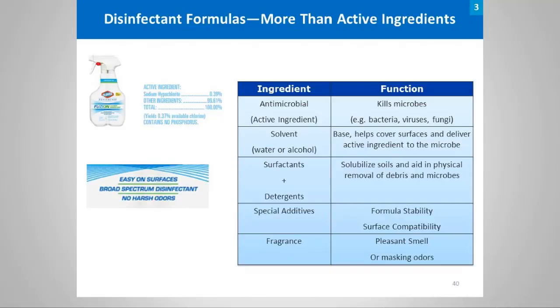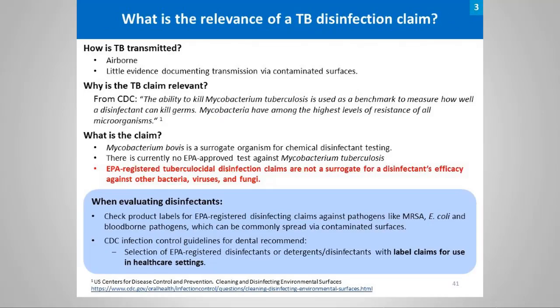Remember, I'm going to say it several times tonight: read the label. First of all, you'll see here the antimicrobial activity kills microbes. For example, it says bacteria, viruses, fungi. That's why you want to read the labels. Surfactants are able to solubilize soils and aid in actual cleaning of the surface. Then there are special additives and fragrances. That's what you're going to see in a typical label like this one on this Clorox Fusion product.